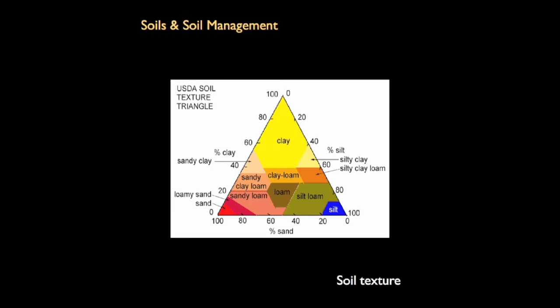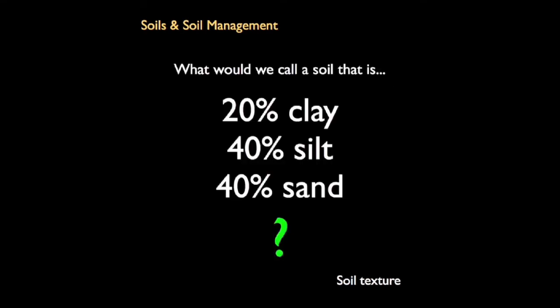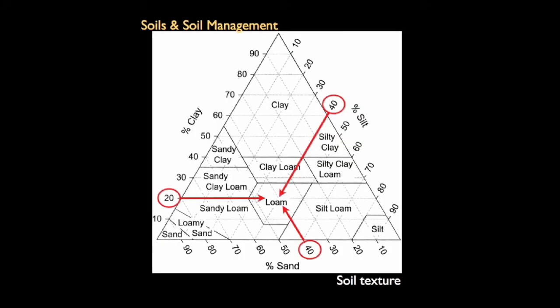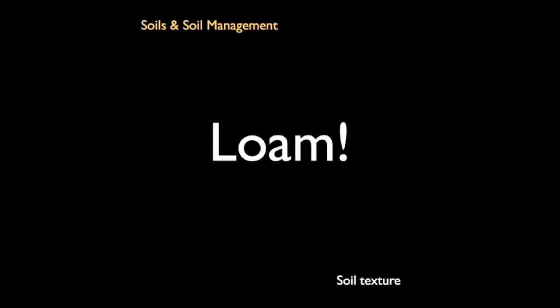The chart is read by knowing the percent of sand, silt, and clay in a soil, then following each percentage line across until all intersect. Now let's consider a specific situation. What would we call a soil that is 20% clay, 40% silt, and 40% sand? We would look at the USDA Soil Texture Triangle and read off each component: sand, silt, clay, and the answer would be loam. Loam soils are considered optimal for most crops.